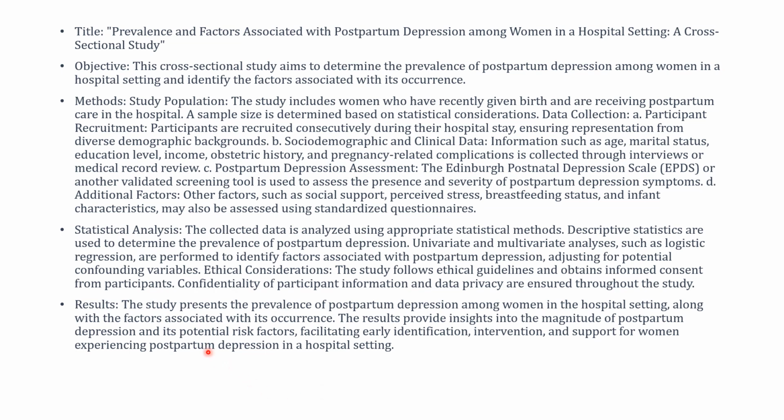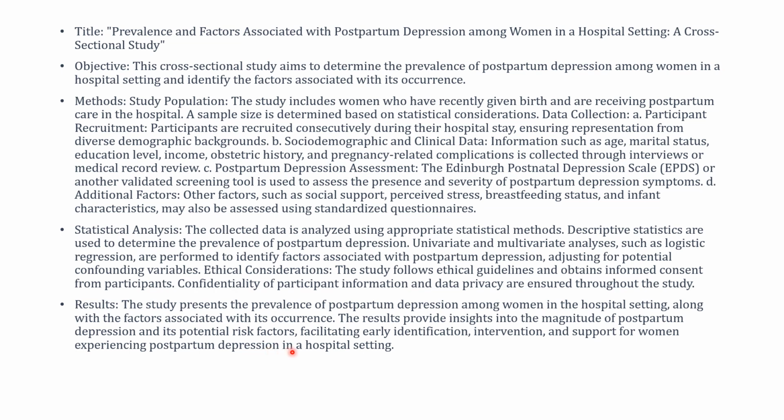So the results here may show what the prevalence is. So for example, only 3% of the patients have this disease, or 1%, or something like that. And it will also show the risk factors. So for example, maybe only the women who are in their first pregnancy will have this problem, or maybe women who are living in a nuclear family system. That means only the husband and the wife are living together and they have no family support. They may have more postpartum depression.